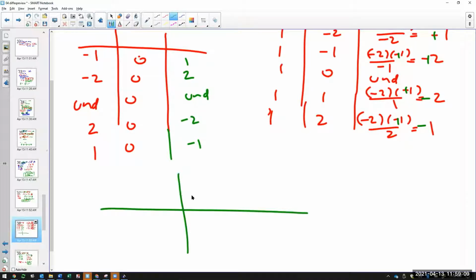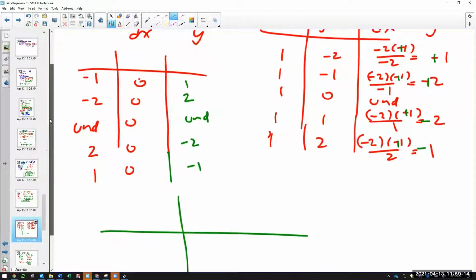Let me just do one of these points. You know how you got undefined here? At what point? You got undefined at -1, 0, 1. Oh, so undefined at 0, 0. So at 0, 0, you should not put anything. This is -2, -1, 0, 1, 2. So these are your y values.